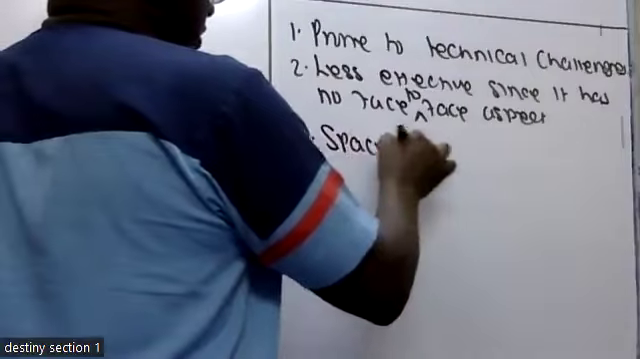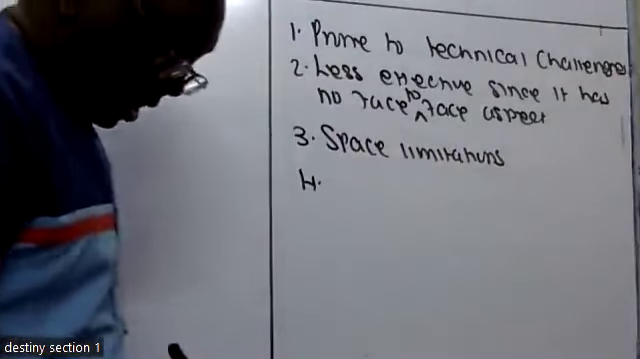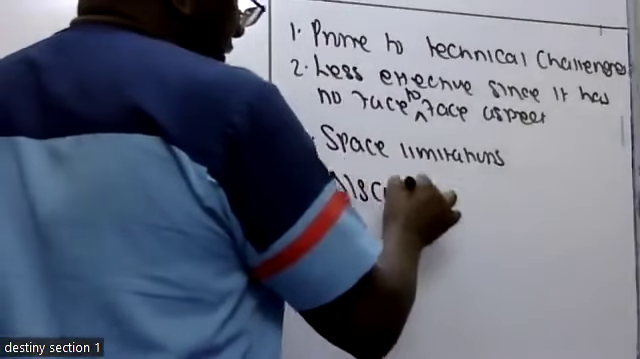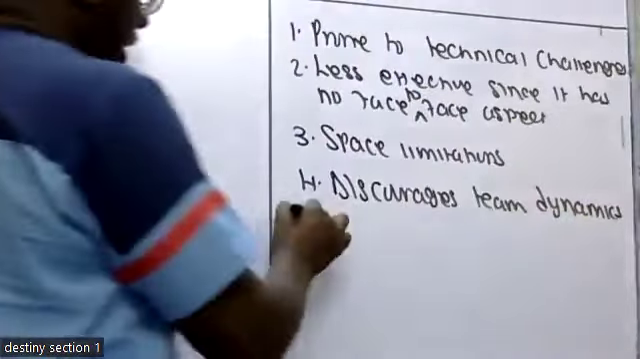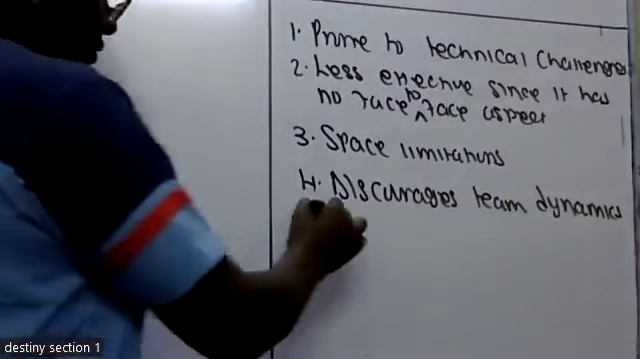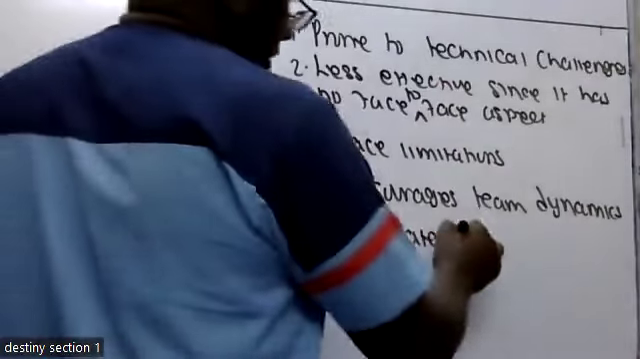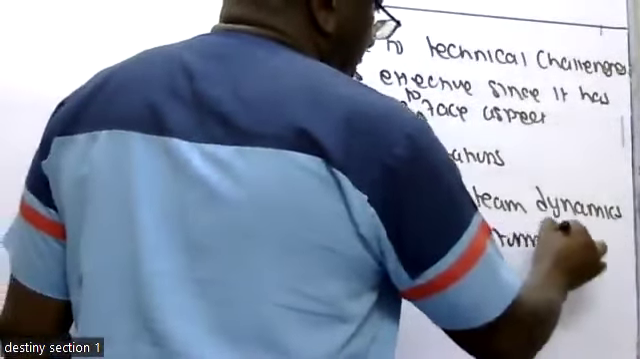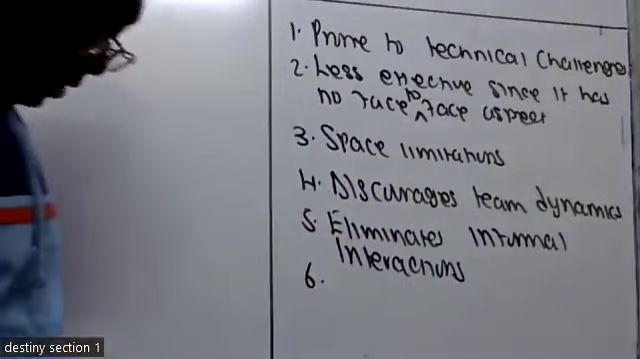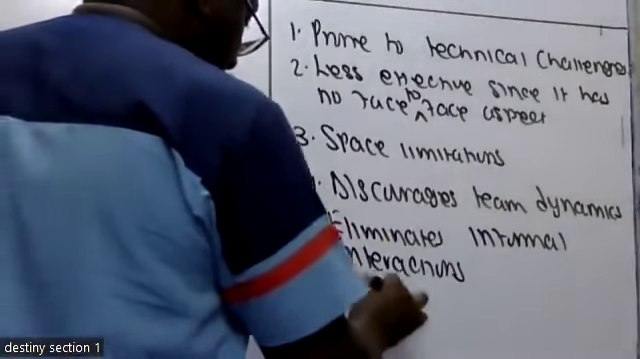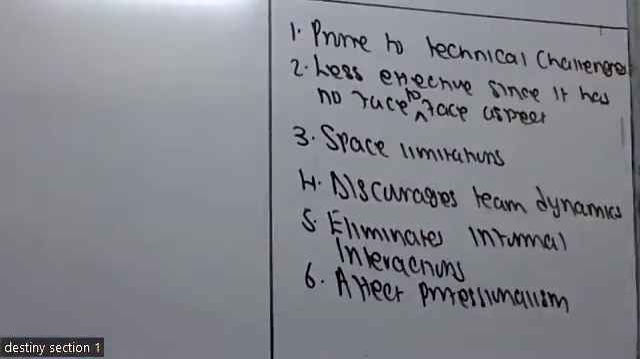Space limitations. Again, the distance could also be an issue. Another one is that it discourages team dynamics. It eliminates informal interactions. Number six is it affects professionalism. So those are some of the challenges you'll find with this one.